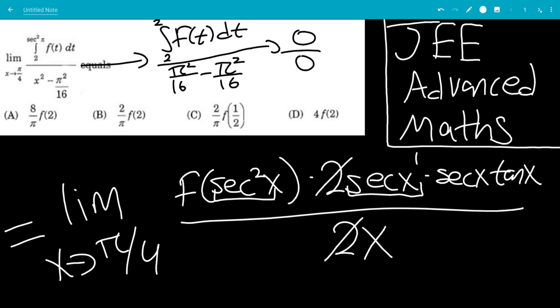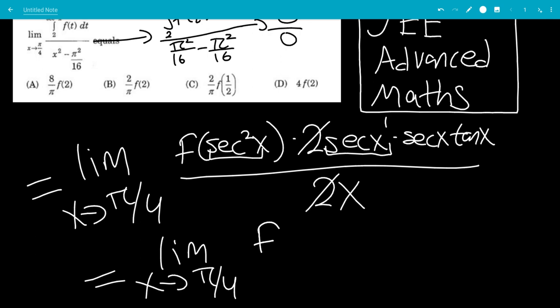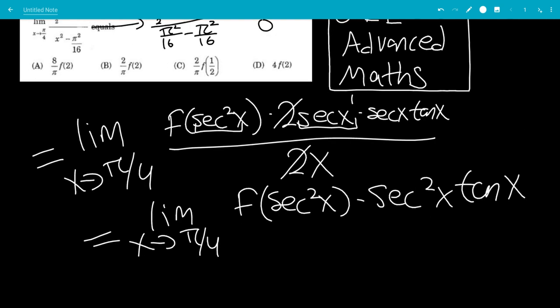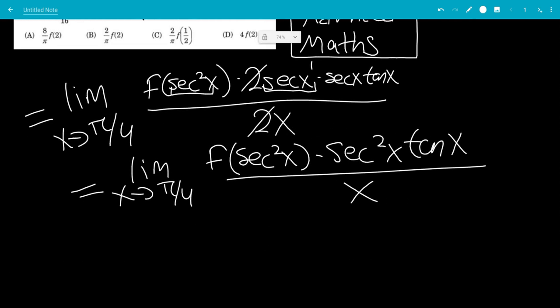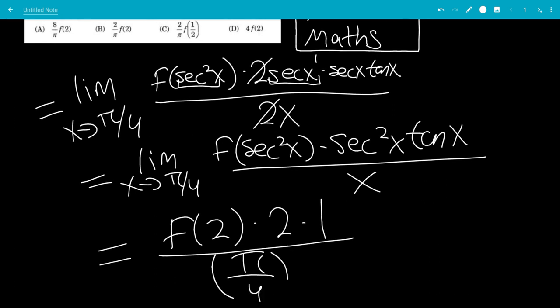This 2 and this 2 will cancel, so this will be the limit as x goes to pi over 4 of f of secant squared x, which we'll just leave. Then we'll have secant squared x, and then tangent x all over x. Plugging in pi over 4, we know what secant squared of pi over 4 is. It's just 2, so this will be f of 2 times 2. Tangent of pi over 4 is 1, all over pi over 4 in parentheses.